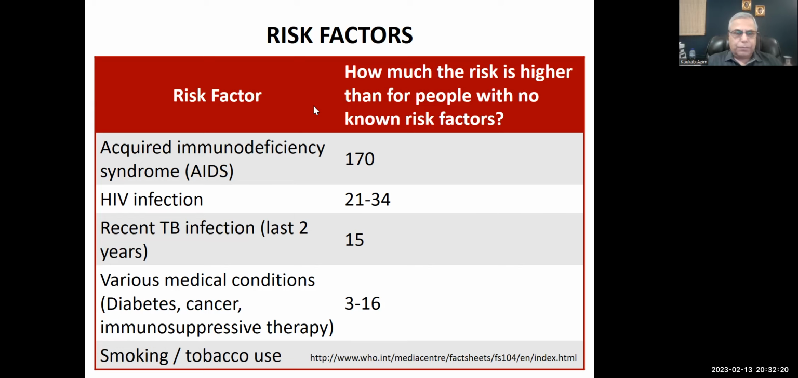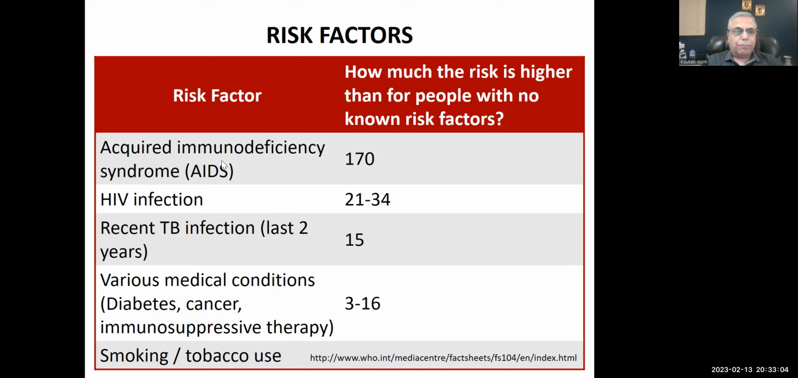And what I mean by risk factor, I'll show you the risk factors in the next slide as well. But what this slide is showing you is how much higher the risk is than for people with no risk factors. For example, if a person has acquired immunodeficiency syndrome, he has 170 times higher risk than a normal person, okay? If he doesn't have AIDS, but he has HIV infection, then 21 to 34. You know, HIV infection in later stages causes AIDS. So all people with HIV do not have AIDS, okay?